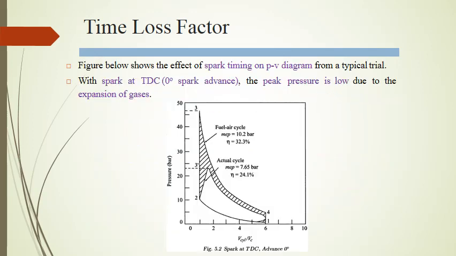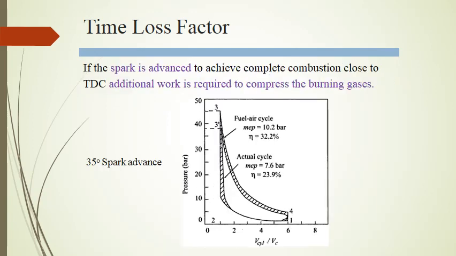Now this figure basically shows the effect of spark timing on the PV diagram. With the spark at top dead center, meaning no advance, the peak pressure is low due to expansion of gases. Here the spark is advanced by 35 degrees. So as the spark is advanced to achieve the complete combustion close to top dead center, it requires additional work to compress the burning gas. This represents basically a direct loss.